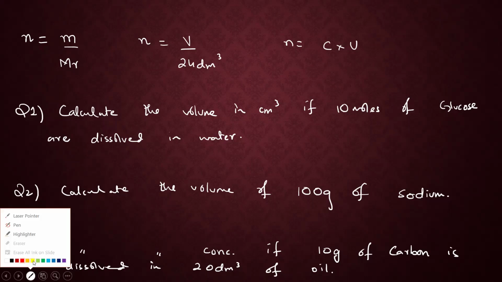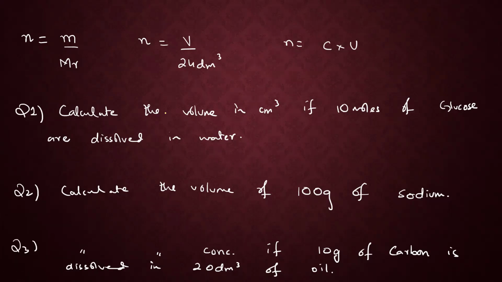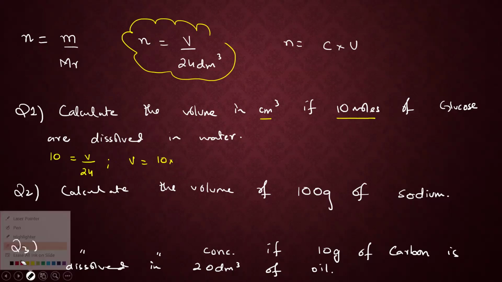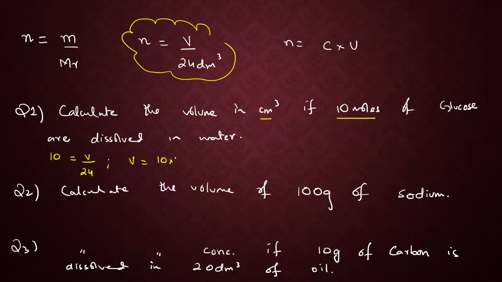So I'm going to solve question one first. It says calculate the volume in cubic centimeter if 10 moles of glucose are dissolved in water. That means this is the formula which I have to use. N is 10, V is unknown, volume is 24. So V is equal to 10 times 24. That's going to be 240, right? But the answer would be in cubic decimeter.